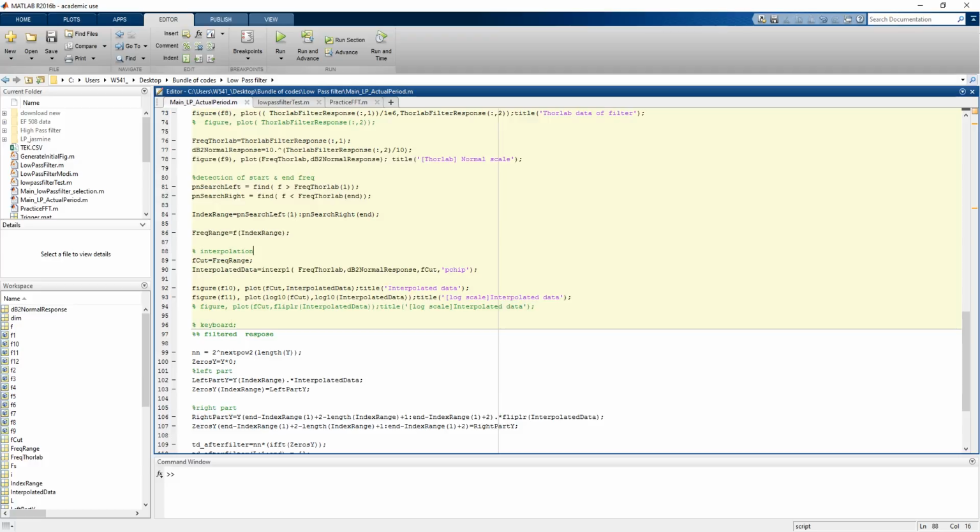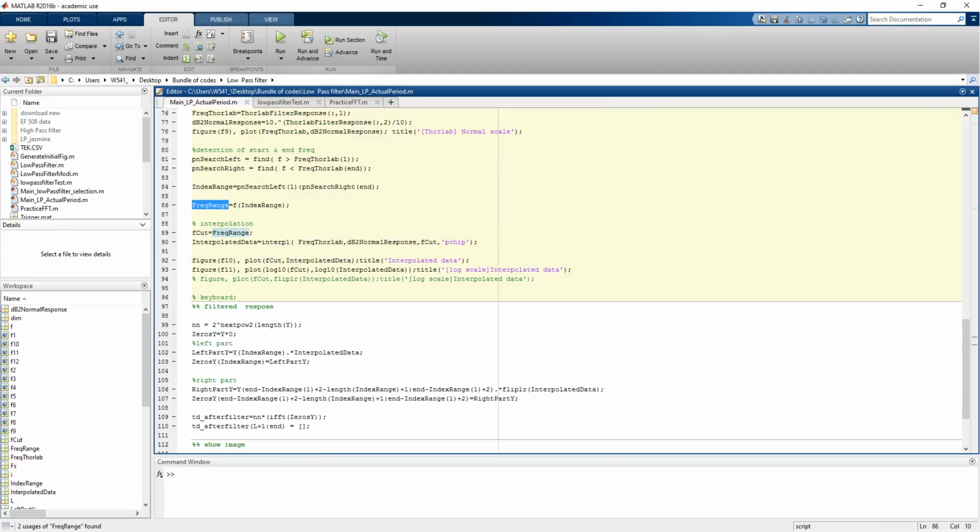Now here is the term where we have to match exactly the frequency range of the Thorlabs data with our time domain data. So we are interpolating the Thorlabs data, the Thorlabs frequency. This f card is the frequency range that we found. So this f card will keep the corresponding dB response in the interpolated data.